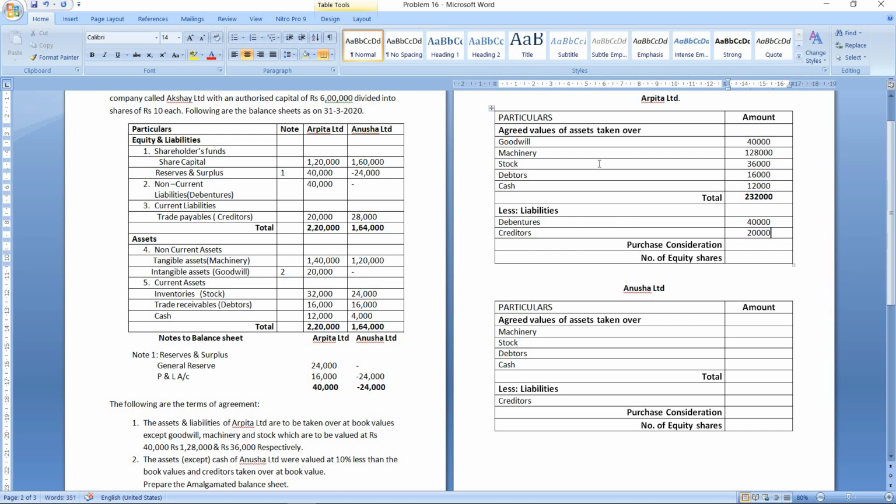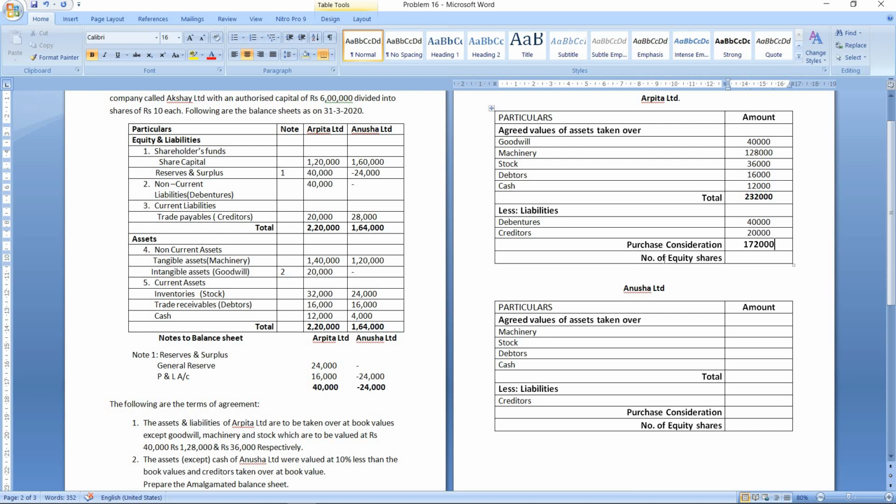All right. So we have taken the assets. From that we will minus this liability so that we get our purchase consideration. So from 2,32,000, if you minus 40 plus 20, that is 60,000, the balance will be purchase consideration, that is 1,72,000. Okay. So this is how you calculate purchase consideration.